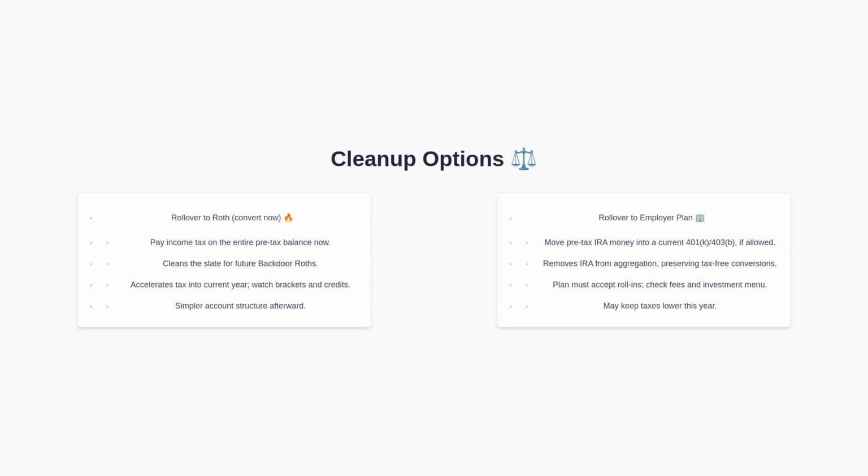Employer plan balances are not included in IRA aggregation, which preserves clean backdoor Roth conversions. Evaluate plan fees, investment choices, and eligibility before proceeding.